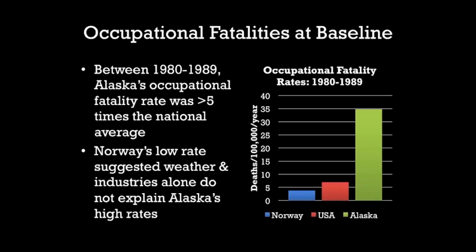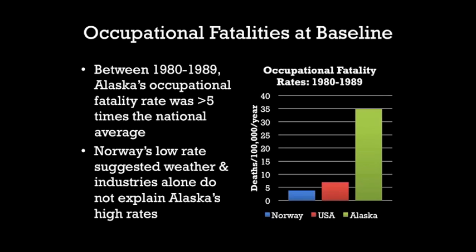Between 1980 and 1989, Alaska's occupational fatality rate was more than 5 times the national average occupational fatality rate. In other words, workers in Alaska were dying much more frequently on the job than workers in other parts of the country. Now you might say that Alaska's dangerous. It has grizzly bears and moose and bad weather and big mountains and so on and so forth. Well, the occupational fatality rate in Norway was significantly lower than the average occupational fatality rate in the rest of the country, not to mention Alaska.